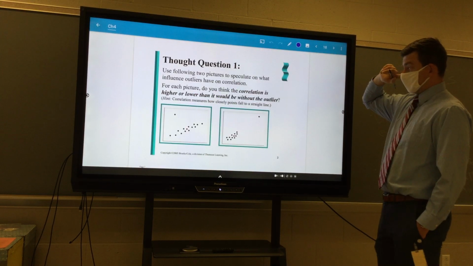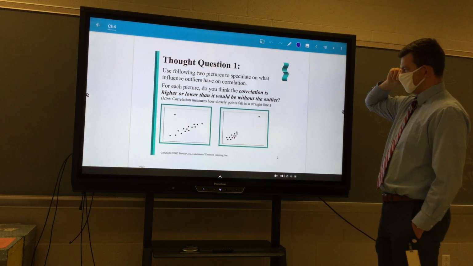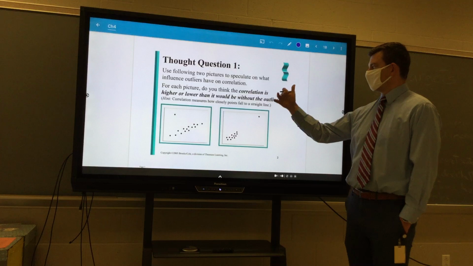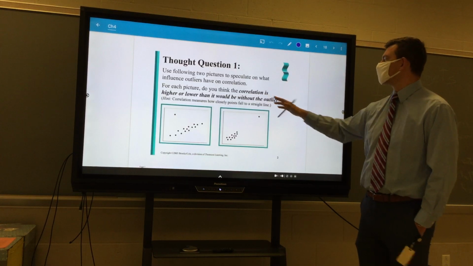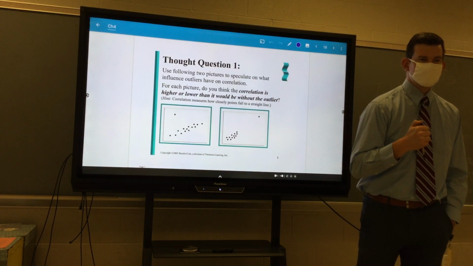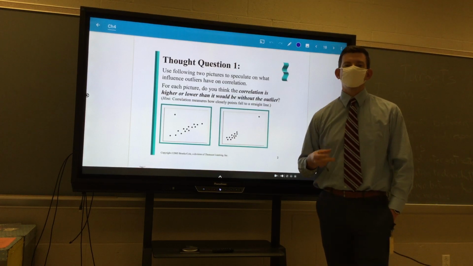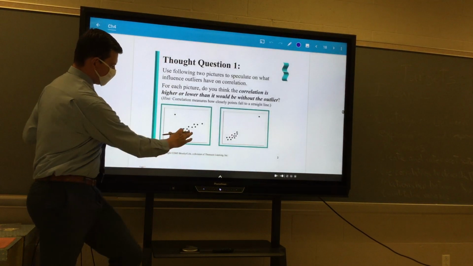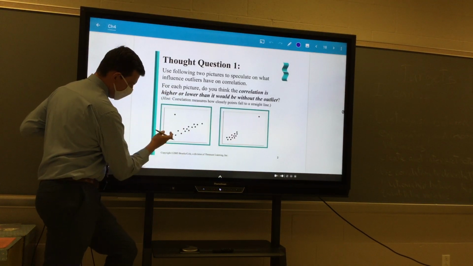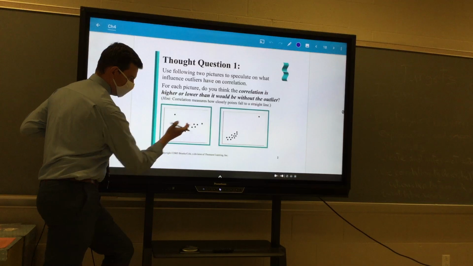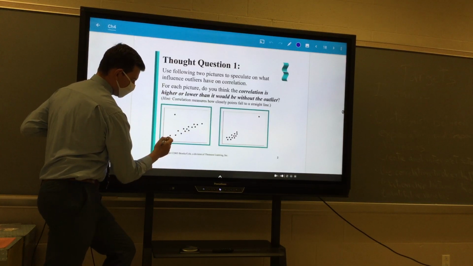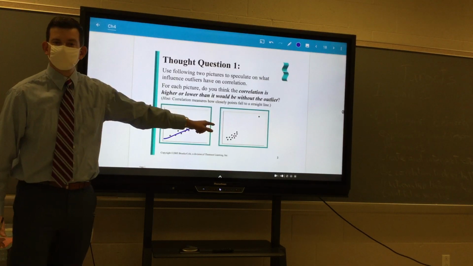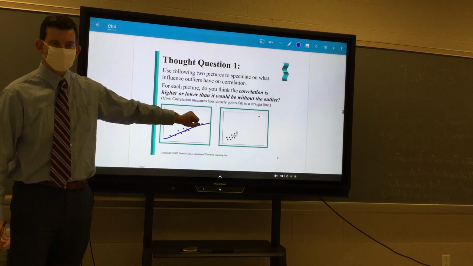Now, I have two scatter plots here with different correlations, and each one has an outlier. And I want us to think about how this correlation would be impacted with the presence of that outlier or if that outlier were removed. Okay? So with this data set right here, we have this pretty good linear trend, positive trend, that if we were to ignore that outlier, that's a pretty good fit for that data set.